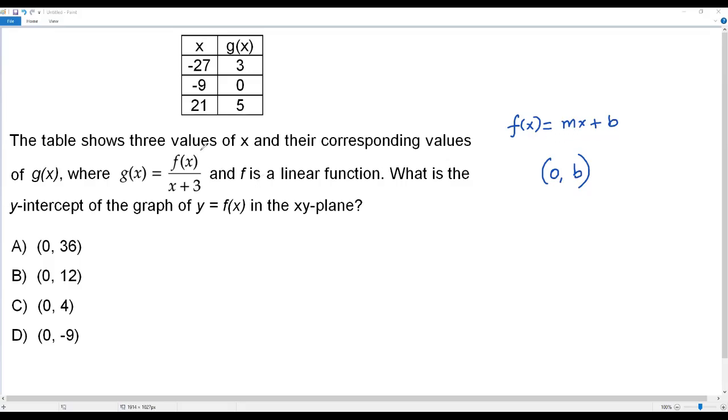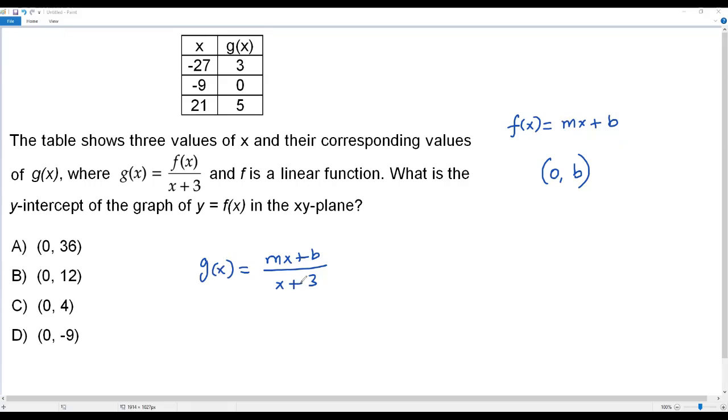Now what we can do is, in the given function g of x, we can replace f of x by what is equal to f of x, that is mx plus b. Okay, let me do it. So the given function g of x equals mx plus b over x plus 3. Now I have the function g of x in terms of this expression.